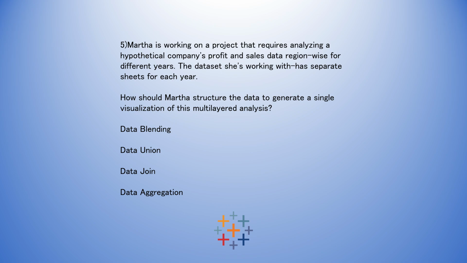Data union for this case is the most appropriate option because data union combines data from multiple sheets or tables into a single table. Also, it will append data for each year's sheet, and it will help us create a single visualization too. So data union will be the correct option for this. We'll see the other options. There is data join. Data join can also combine data from multiple tables based on a common value, but it requires a shared key. So in this case we don't have any shared key.